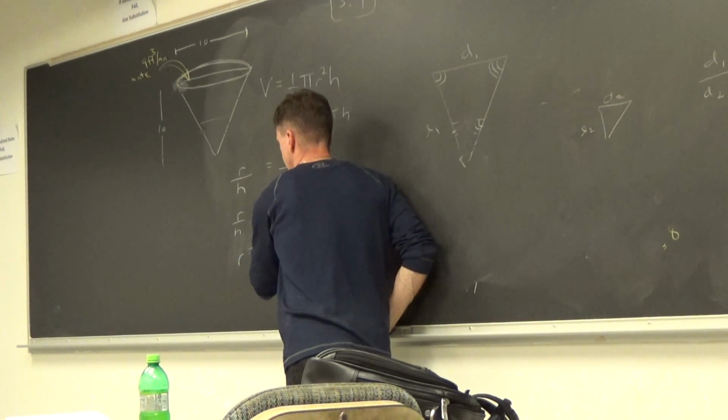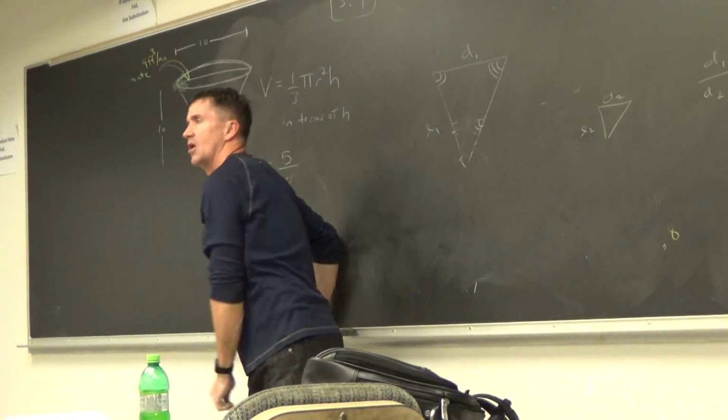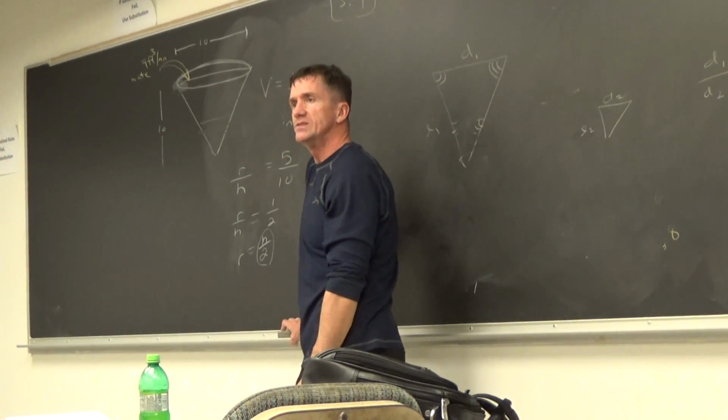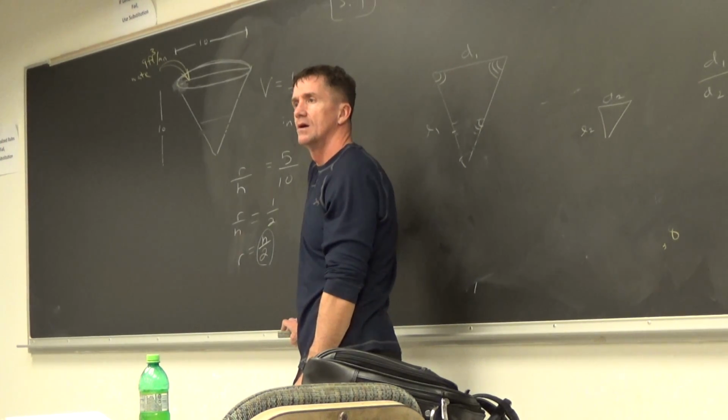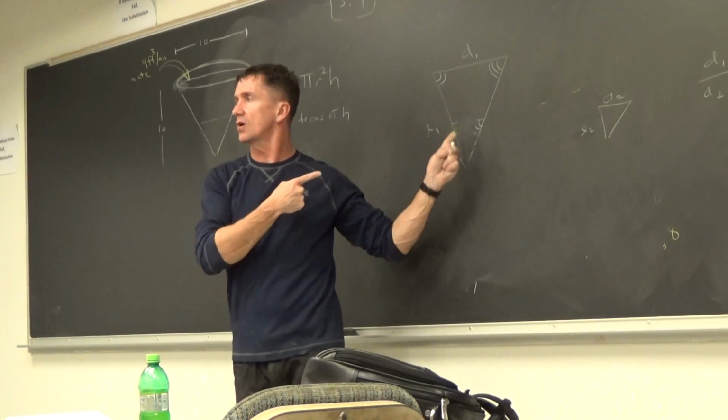Uh-huh. So what is the continual relationship? Always in this cone, the radius will always equal half the what? Height. Throughout that whole thing as it fills up. And it's because of similar triangles.